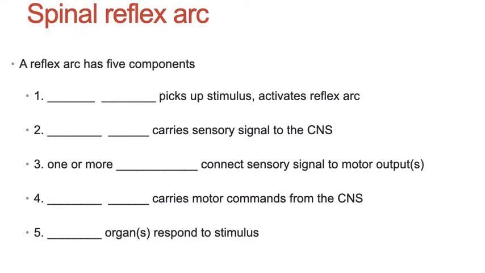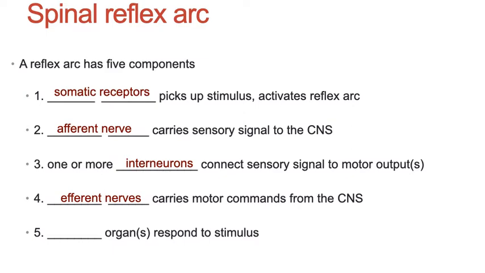The reflex arc has 5 components. There are somatic receptors, which pick up or detect the stimulus and activate the reflex arc. Then an afferent nerve carries that sensory signal to the central nervous system, in this case the spinal cord. Then one or more interneurons connect the sensory signal to the motor output. Sometimes an interneuron may not be involved at all, and we will get to that later.